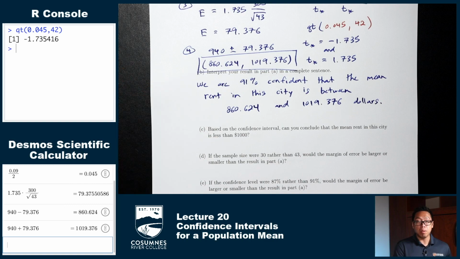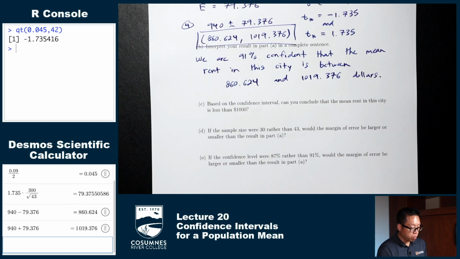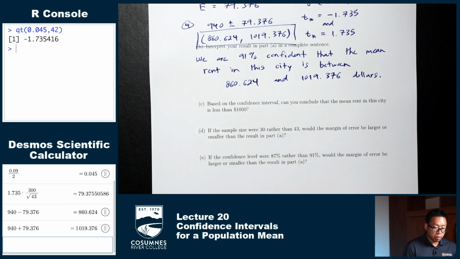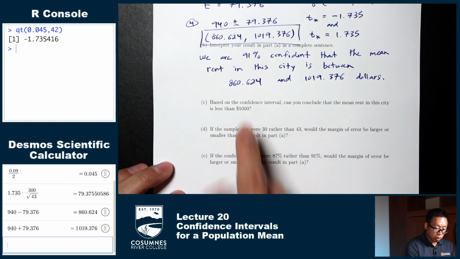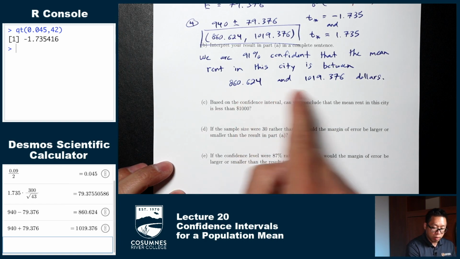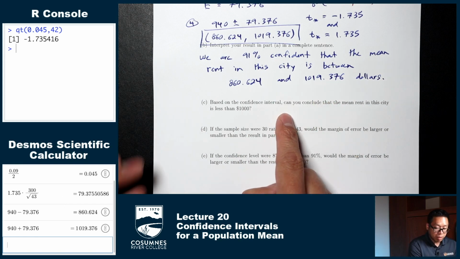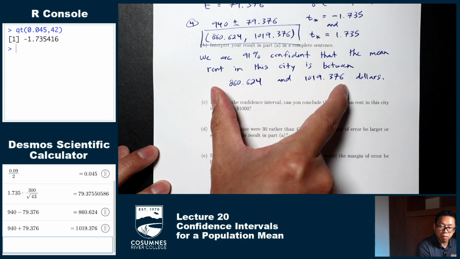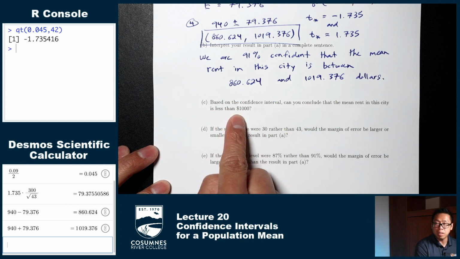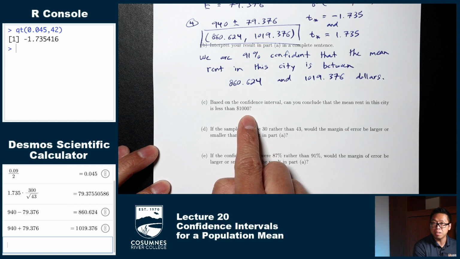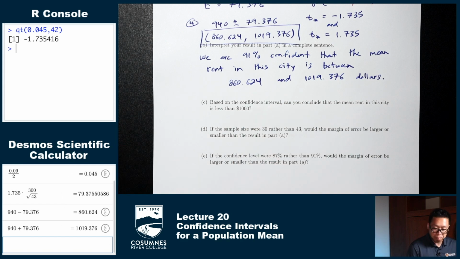Now that we have the sentence, we can answer some questions. Part C. Based on the confidence interval, can you conclude that the mean rent in this city is less than 1,000? Okay, so all we know is that the true mean is somewhere between 860.624 and 1,019.376. So the question is really, are all the numbers in this confidence interval less than 1,000? No, right? Because 1019.376 is definitely not less than 1,000. This will be a no.